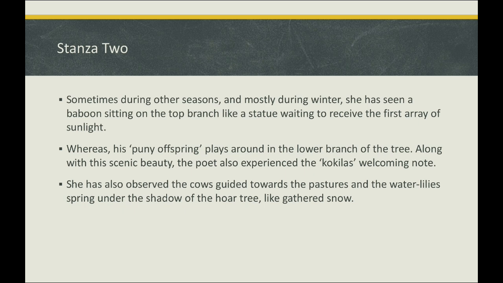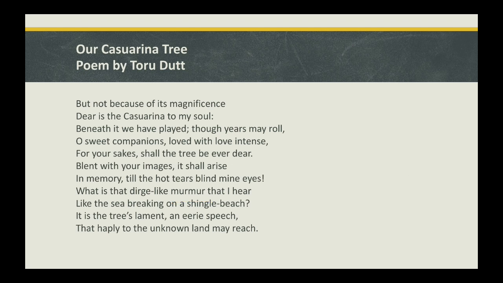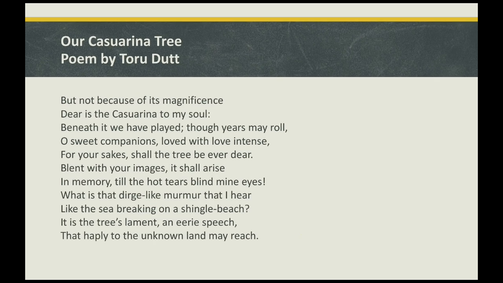The tree is one of the reasons for having a pasture. Behind the pasture, down the tree, the water lilies, given the shade from the tree, bloomed in the shadow of the hoar tree like gathered snow. So the tree is not a single object. The tree is a collaboration, a combination of many objects that you can see. We can go through the lines, but not because of its magnificence.